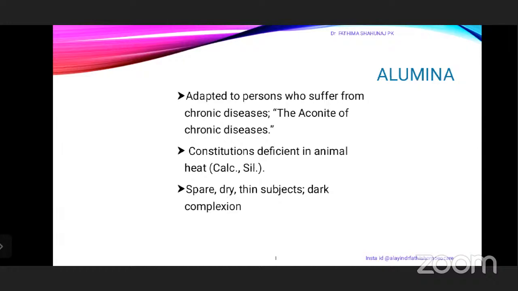The next drug is Alumina. Alumina is adapted to the person who suffers from chronic disease, and this is called the aconite of chronic disease. Constitution is deficient in animal heat, and it is compared with calcarea and silicea. In calcarea, the disease arises from defective assimilation and imperfect ossification. And in silicea, the nutrition is not a problem at all, only there is a problem on the digestion side. So nutrition is not affected because food is lacking in quantity or quality, but from imperfect assimilation and oversensitiveness physically and mentally. Due to this, there will be some changes in silicea.